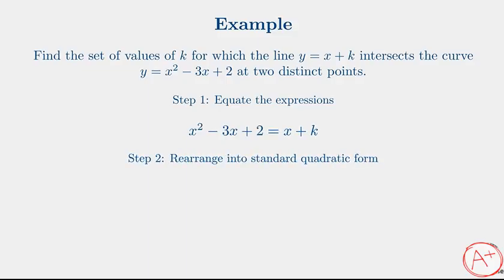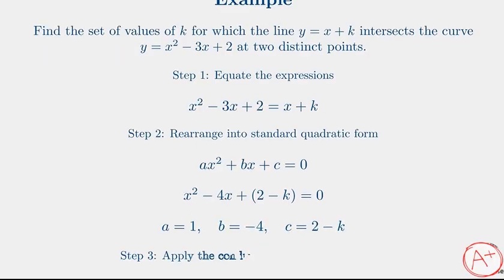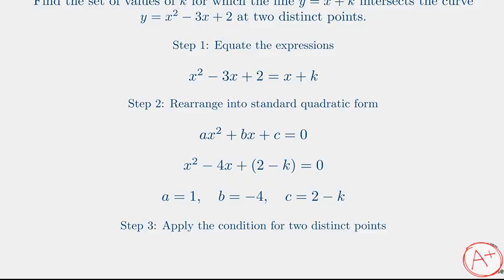Now, we rearrange everything to one side to get the standard form ax squared plus bx plus c equals 0. This gives us x squared minus 4x plus the quantity 2 minus k equals 0. Here our coefficients are a equals 1, b equals negative 4, and c equals 2 minus k. Since the question specifies two distinct points, we must have a discriminant greater than 0. b squared minus 4ac is greater than 0.